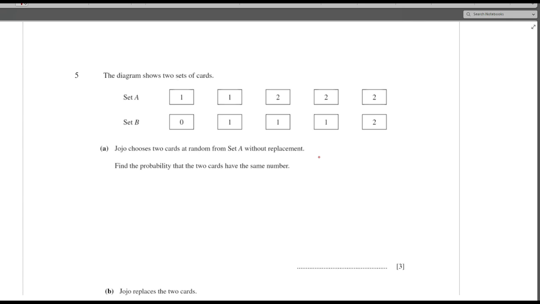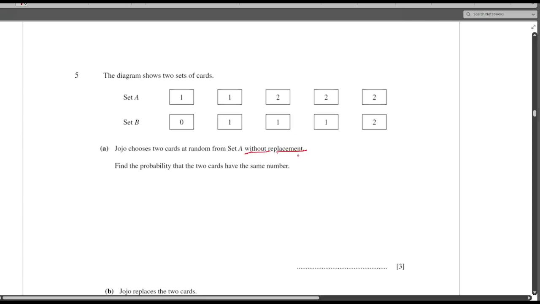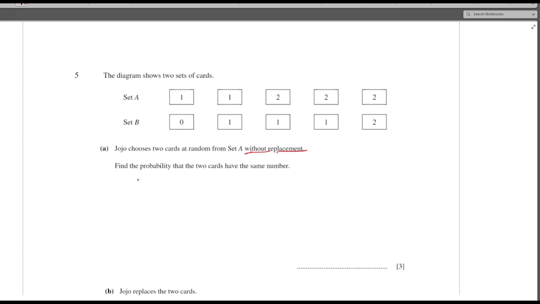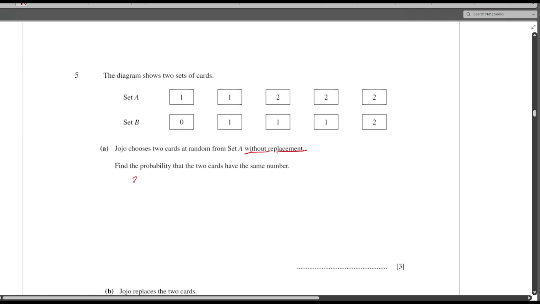Now Jojo chooses 2 cards at random from set A without replacement. So here, note the words without replacement. Find the probability that the 2 cards have the same number. Now 2 cards can have number 1, 1. So when they have number 1, 1, it is 2 divided by total 5 cards, so 2 divided by 5 times 1 divided by 4. Or when I choose 2, so it is 3 divided by 5 times 2 divided by 4.